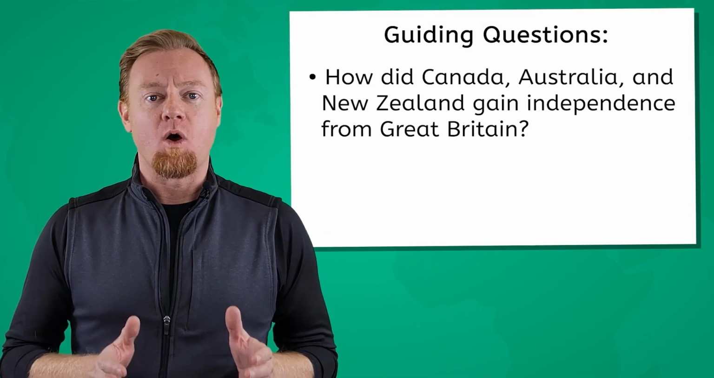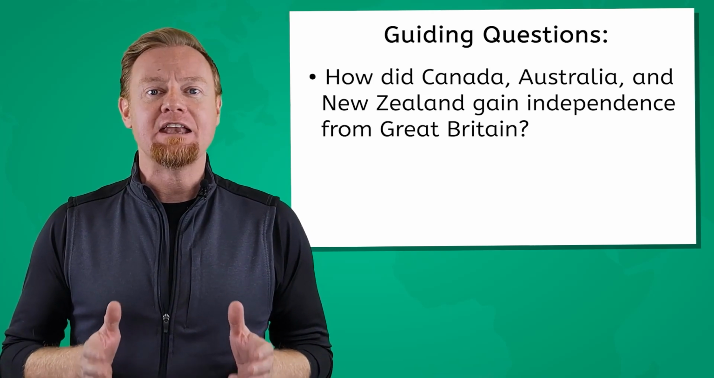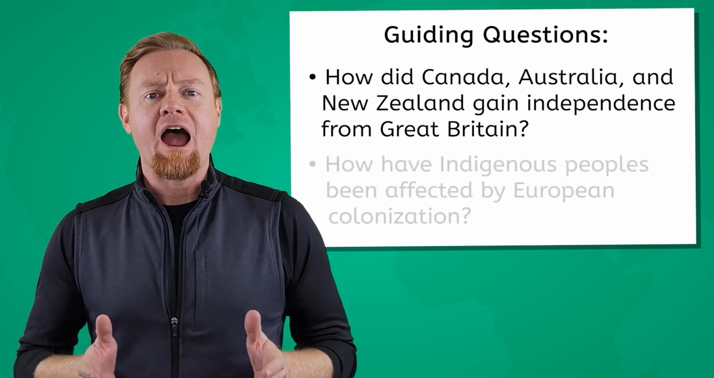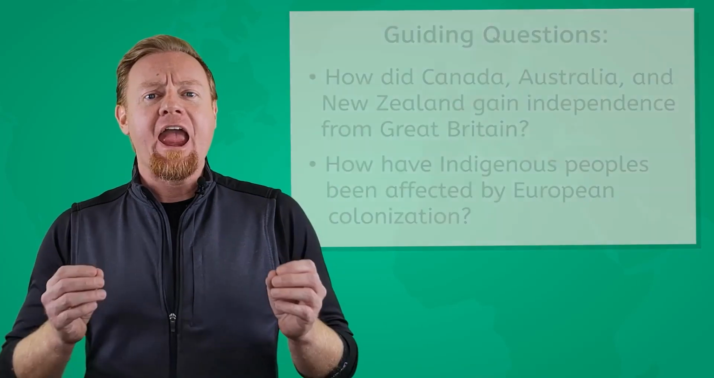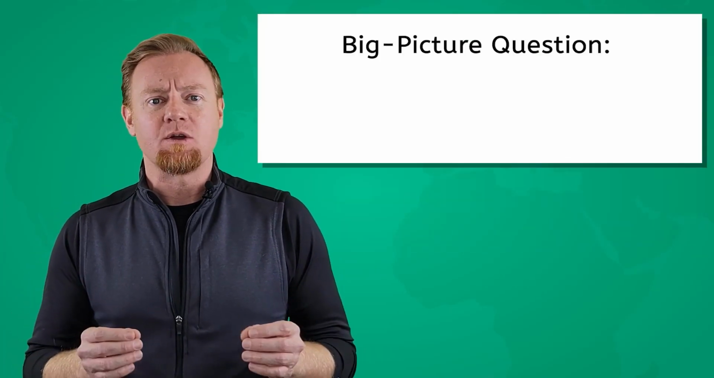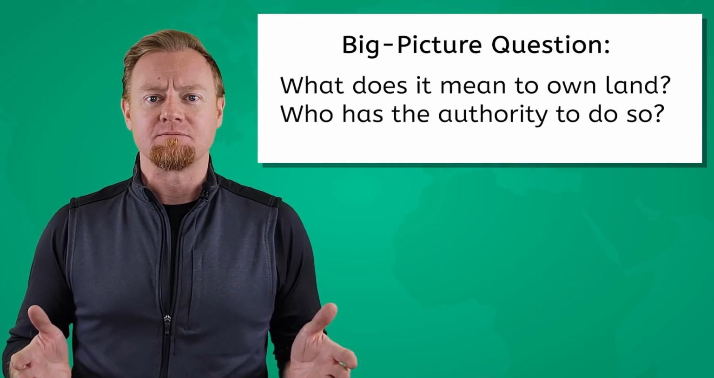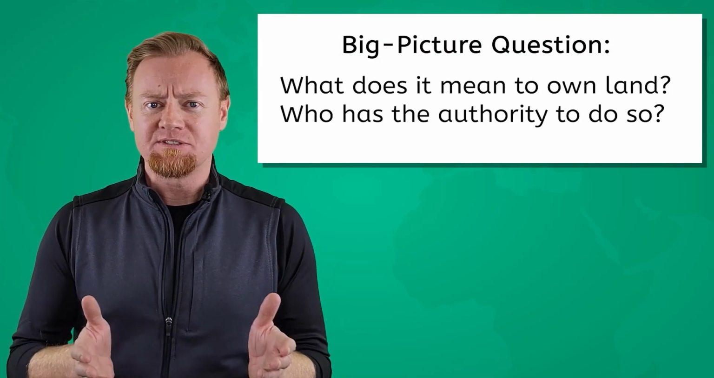Our guiding questions are: how did Canada, Australia, and New Zealand gain independence from Great Britain? How have Indigenous peoples been affected by European colonization? And our big picture question is: what does it mean to own land? Who has the authority to do so?